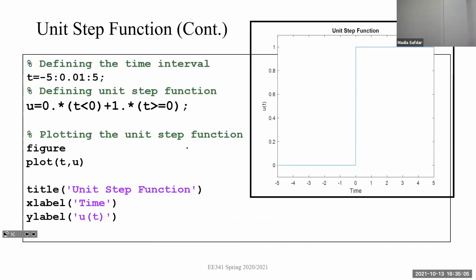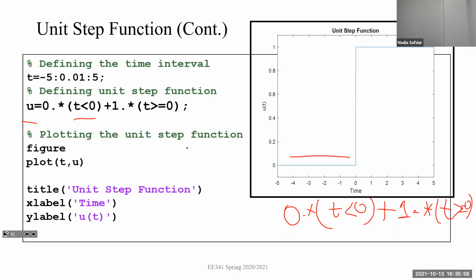So now we will plot the unit step function in the continuous domain. Because we are plotting a continuous function, we need this increment 0.01. In the previous class, I told you what this increment is. Then u equals 0 for all the values of t less than 0. And then plus 1 dot multiply for all the values of t greater than or equal to 0. So this is my function here.